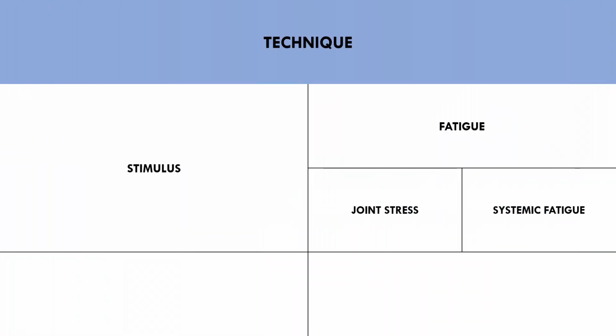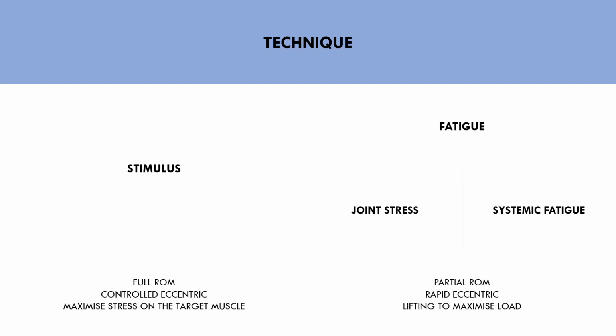Another variable which will influence the stimulus to fatigue ratio is lifting technique. Our technique can influence the hypertrophic stimulus of the lift and the fatigue it induces. Generally, lifting with a full range of motion, controlled eccentric tempo, and in a way that maximizes stress on the target muscle will result in a superior hypertrophic stimulus. Furthermore, lifting with a partial range of motion, an uncontrolled eccentric tempo, and lifting to maximize load lifted rather than to stress the muscle will result in greater joint stress and greater systemic fatigue. This is because it will allow the trainee to lift heavier loads without necessarily improving the hypertrophic stimulus.